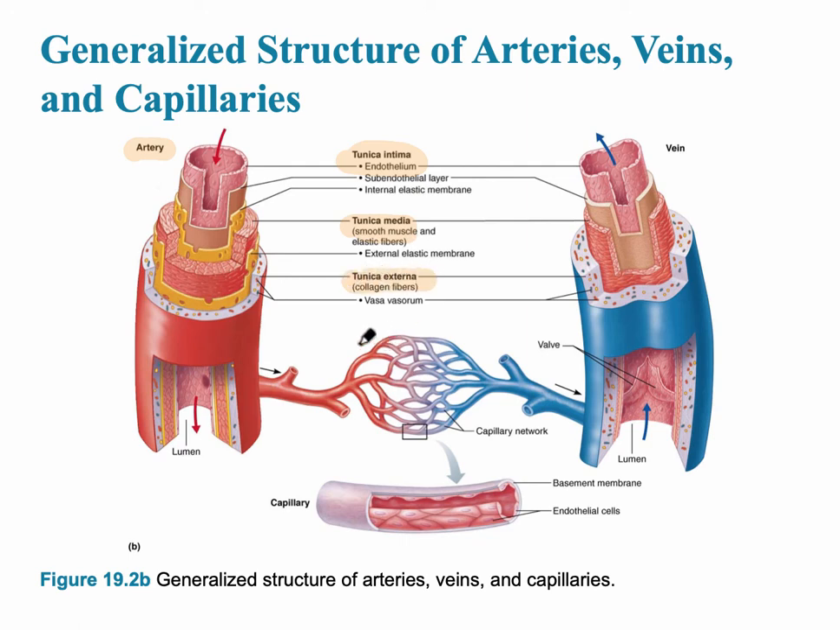And now I want you to notice that the vein has three layers as well. It has the tunica intima, the media, and the externa. The big difference is that it also has the presence of valves. And the valves are going to ensure that blood goes in one direction, back towards the heart.